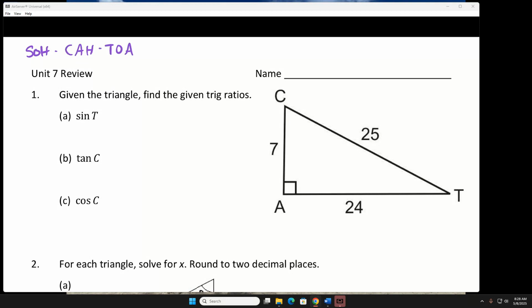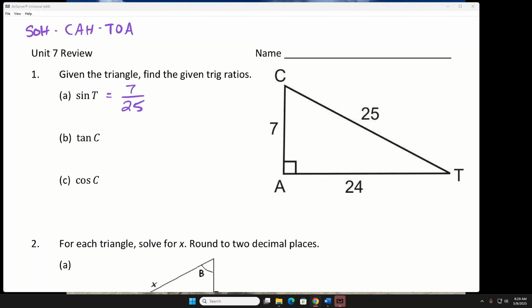Sine is the SOH part of SOHCAHTOA, and for sine we're going to do the opposite over the hypotenuse. So we need to go to angle T. The side opposite of angle T is 7, and the hypotenuse is 25. The longest side is always the hypotenuse, and it is opposite of the right angle. All we have to do is opposite length over hypotenuse length, and you're done.